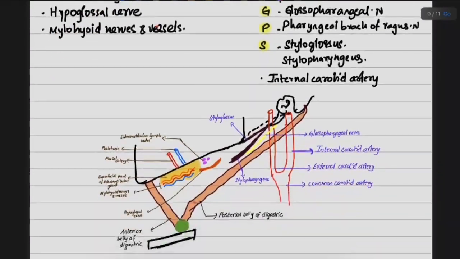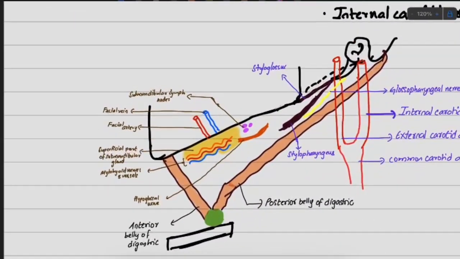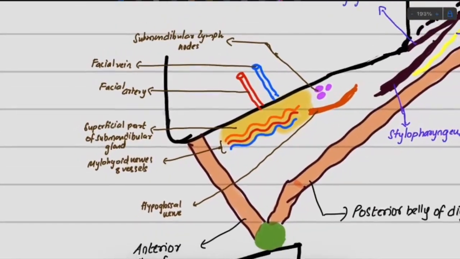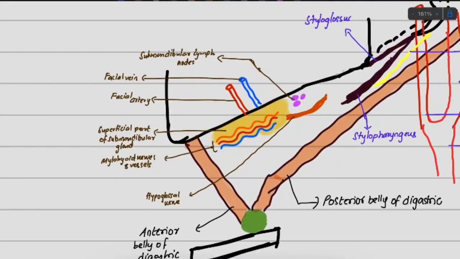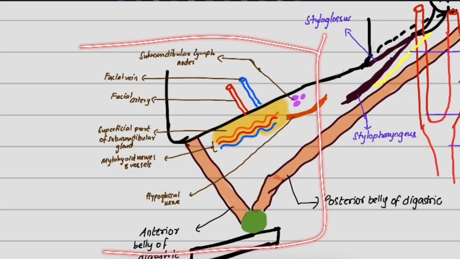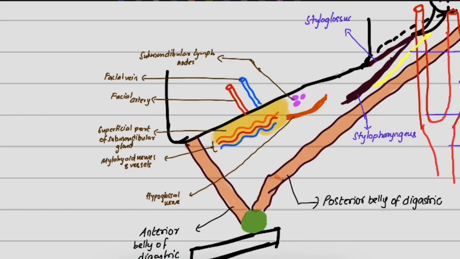Okay, you can appreciate this in this diagram. So this is a schematic diagram which I have tried to represent the contents. So this is the anterior part of the triangle. So anterior part of the triangle contains, this is the superficial part of the submandibular salivary gland. So these are submandibular lymph nodes, and we have mylohyoid nerves and vessels. We have facial artery accompanying the facial vein, and we also have the hypoglossal nerve.